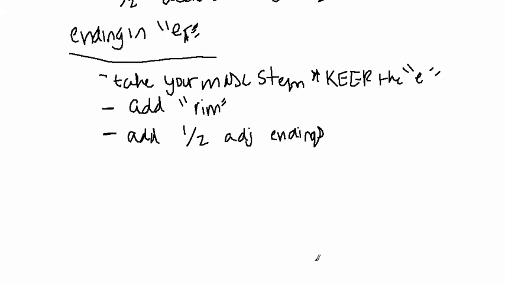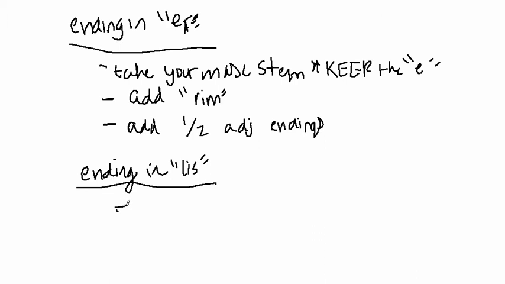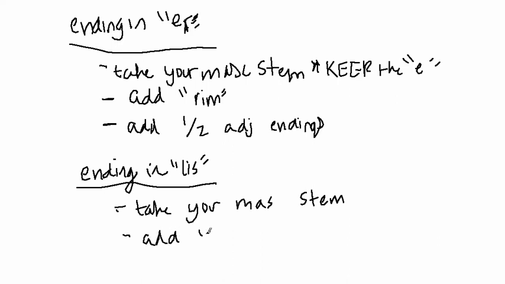Okay. And now finally, for adjectives ending in -lis. Okay, so you take your masculine stem again, and you're going to add -lim, and then you're going to add your first and second declension adjective endings.